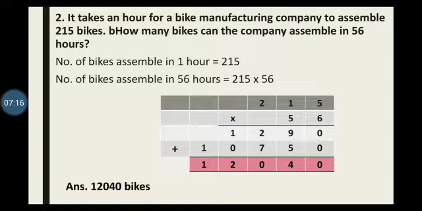So there are two options again. 215, you can add 56 times, but that will be very difficult for us. So the other option is multiplying it. So I have written it in the vertical arrangement.